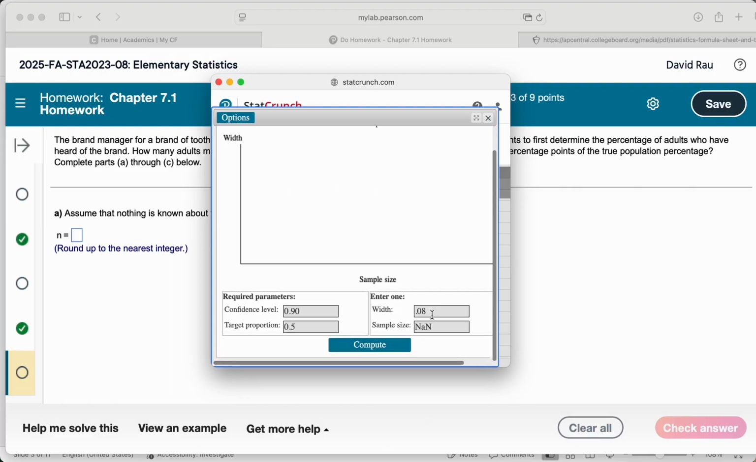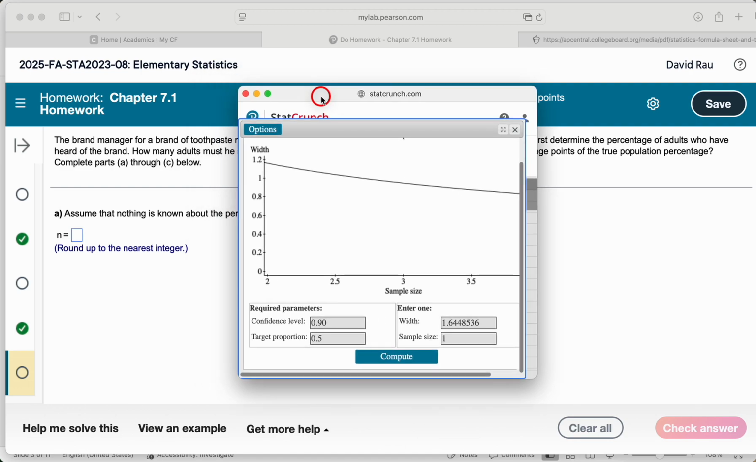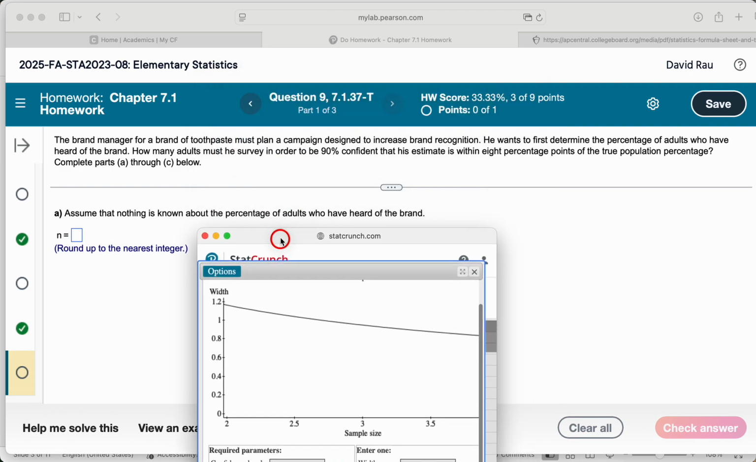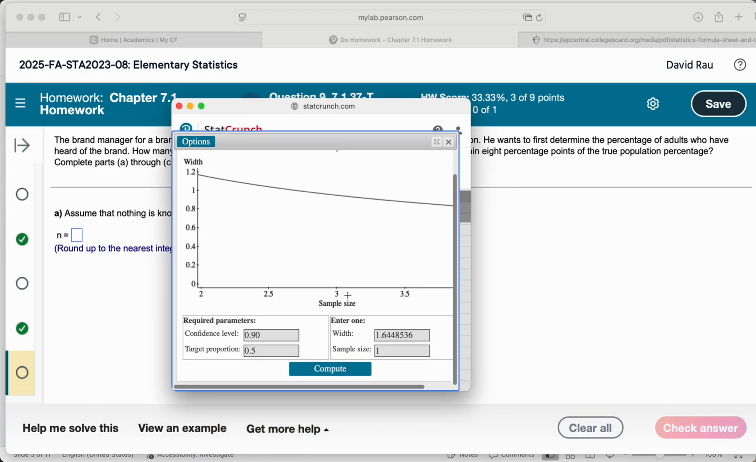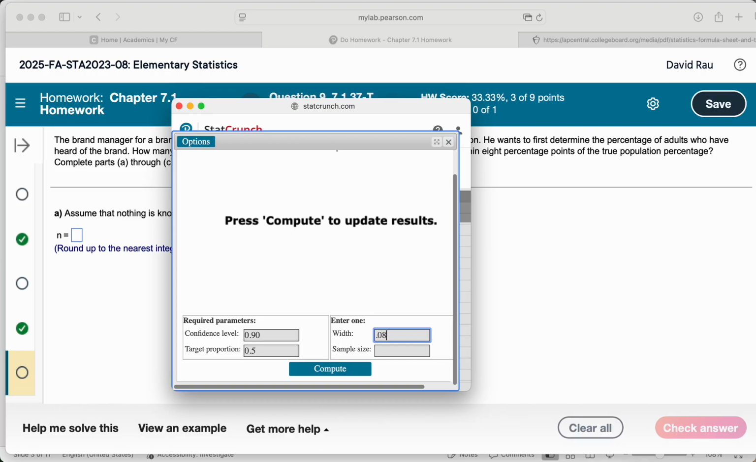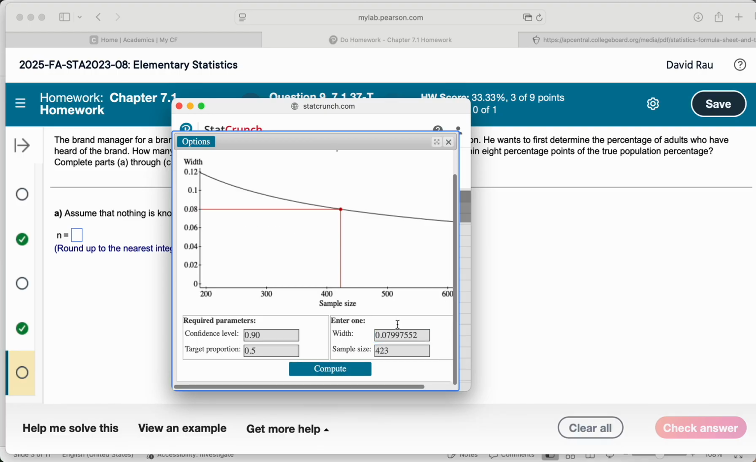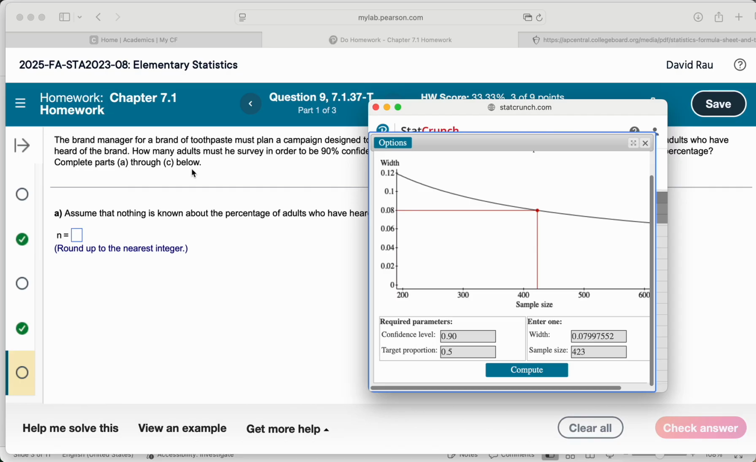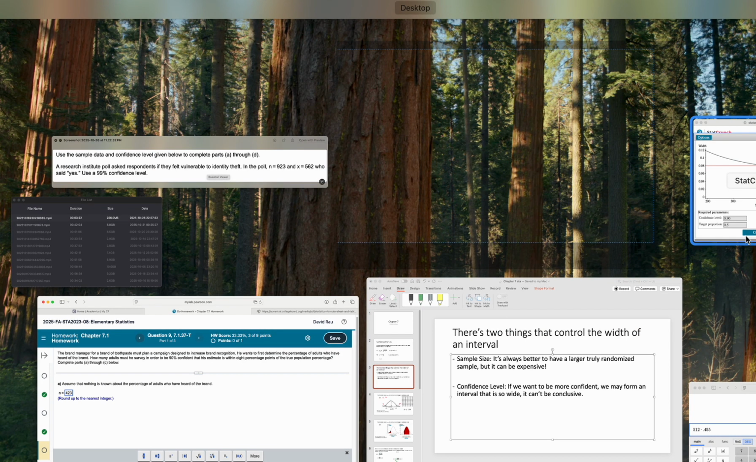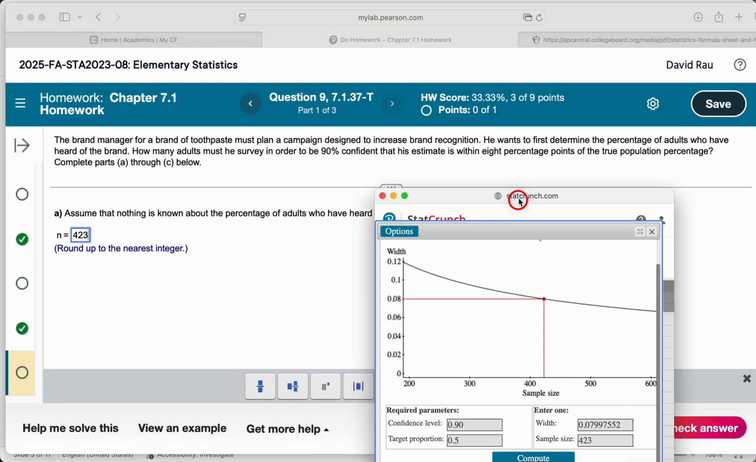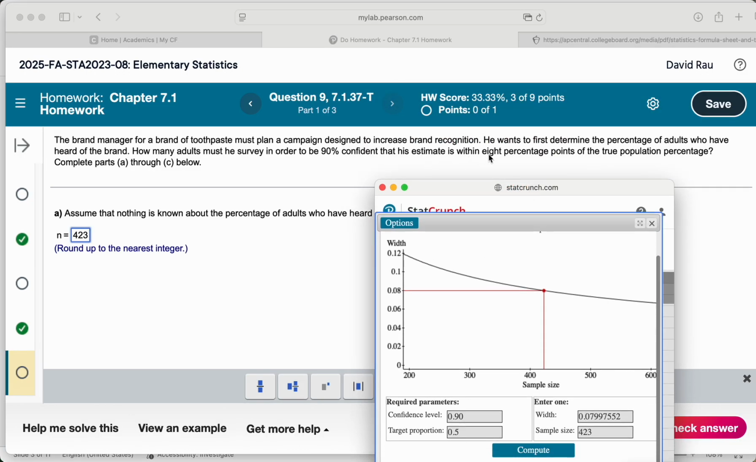And so, whoops. Are they going to do it like that? That his estimate is within 8 percentage points of the true population proportion. It just doesn't seem right. There we go. I don't know why I didn't take it the first time, but I'm getting 423, and I might be right and I might be wrong because of one thing I got to make sure I'm reading correctly. They said they want his estimate within 8 percentage points of the true population.